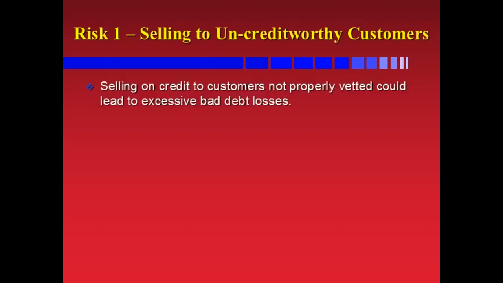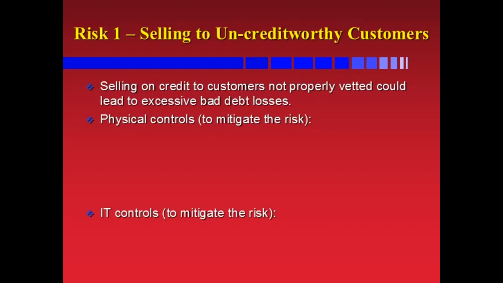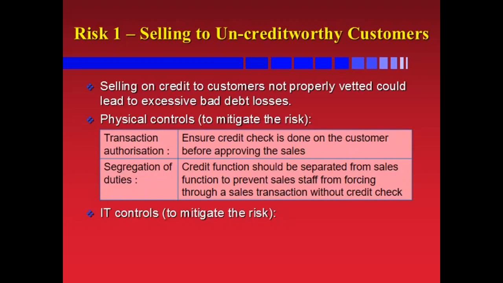This risk is more apparent in organizations whose sales staff are compensated on a commissions basis. So let's review the important physical controls and IT controls to mitigate this risk. There are 2 physical controls that can be implemented. The authorization process in the sales function is a credit check of the customer. This task is a function of the credit department, and it is to ensure that credit checks are done on the customer before approving the sales.